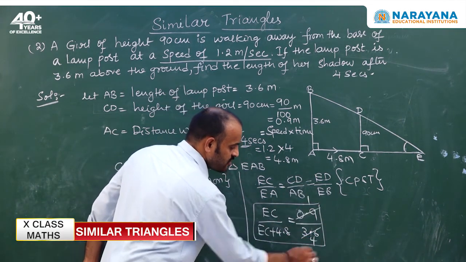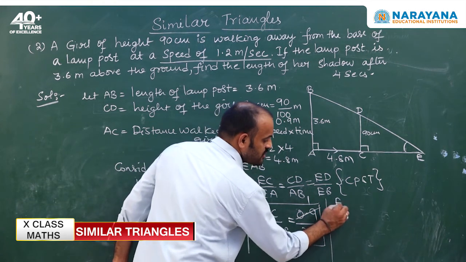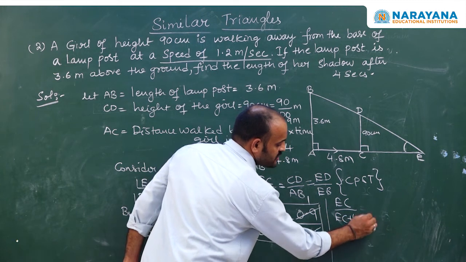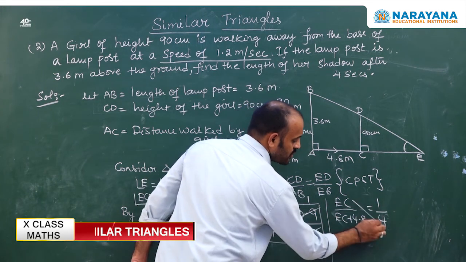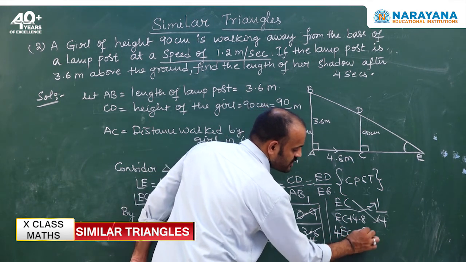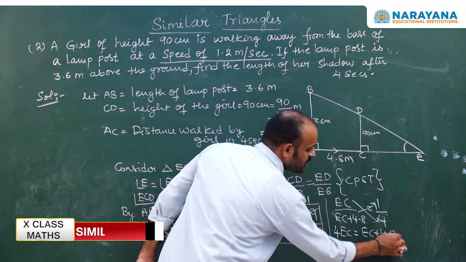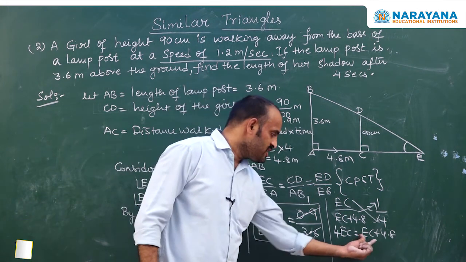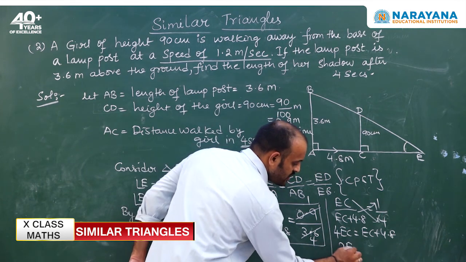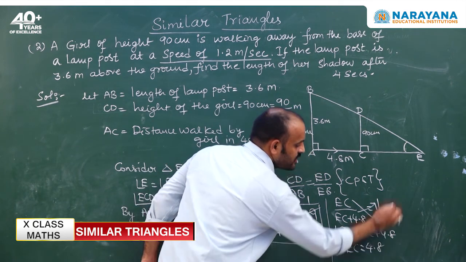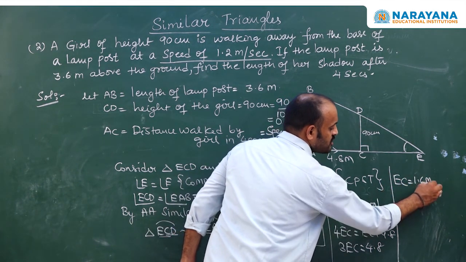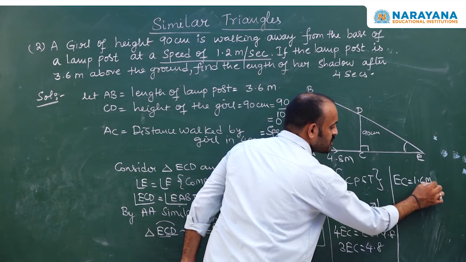0.9 by 3.6 is 1 by 4. That means EC by EC plus 4.8 is equal to 1 by 4. Upon cross multiplication, 4EC is equal to EC plus 4.8. If I transpose 1 EC to the left-hand side, 4EC minus EC, 3EC. 3EC is equal to 4.8. That means EC is equal to 1.6 meters.